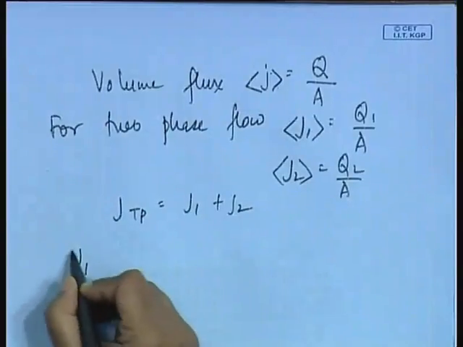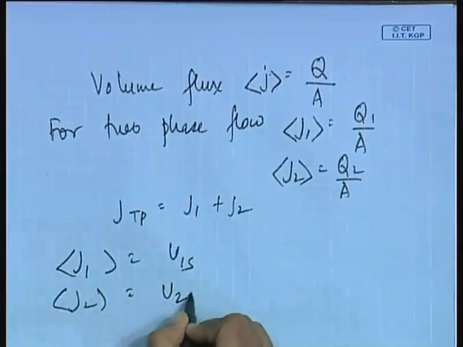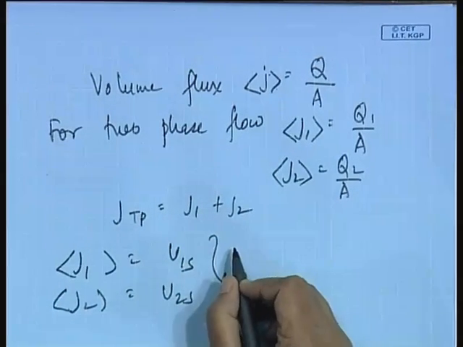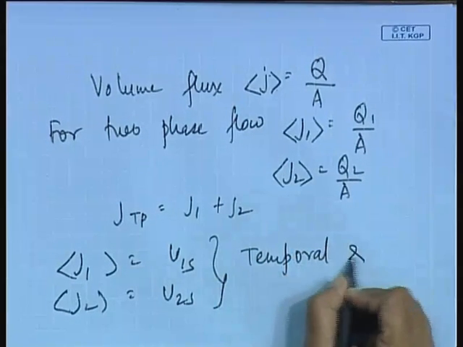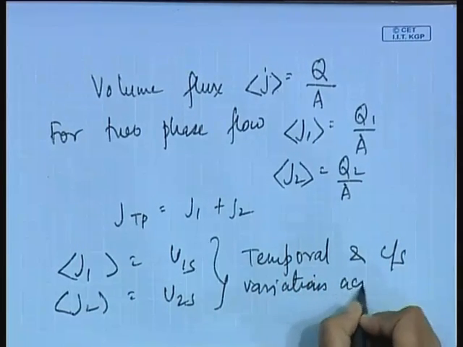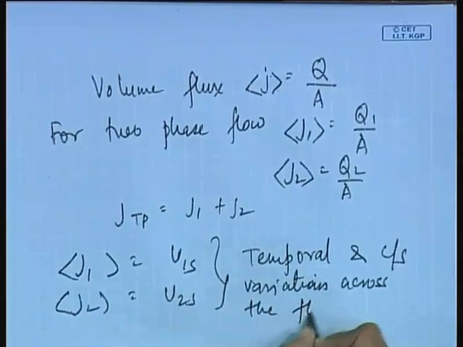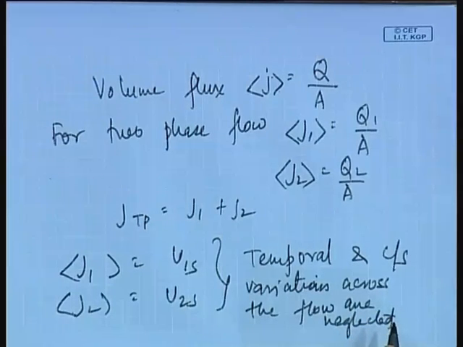They can be used interchangeably when temporal and cross sectional variations across the flow are ignored. Please remember that J1 equals U1S, J2 equals U2S. This can be used only when temporal and cross sectional variations across the flow are neglected. Otherwise, we cannot use it.